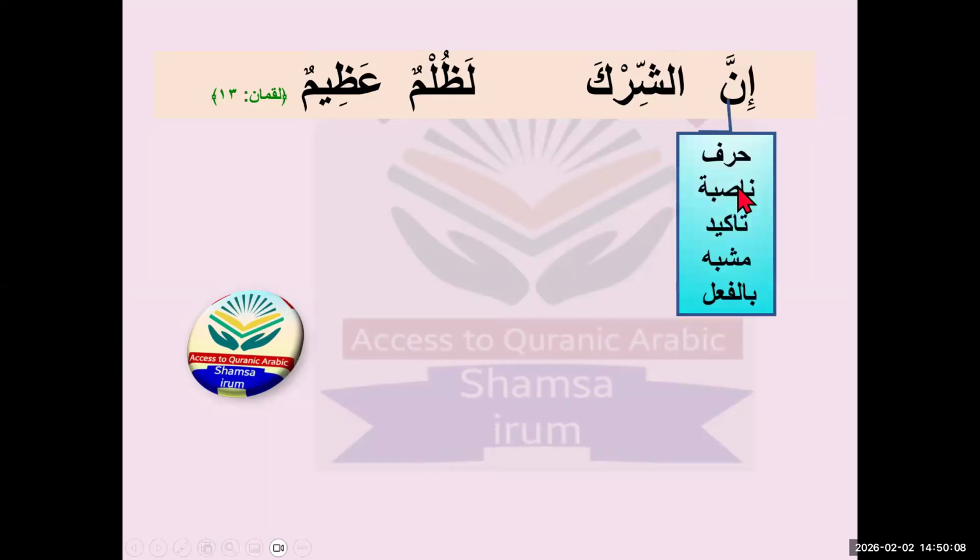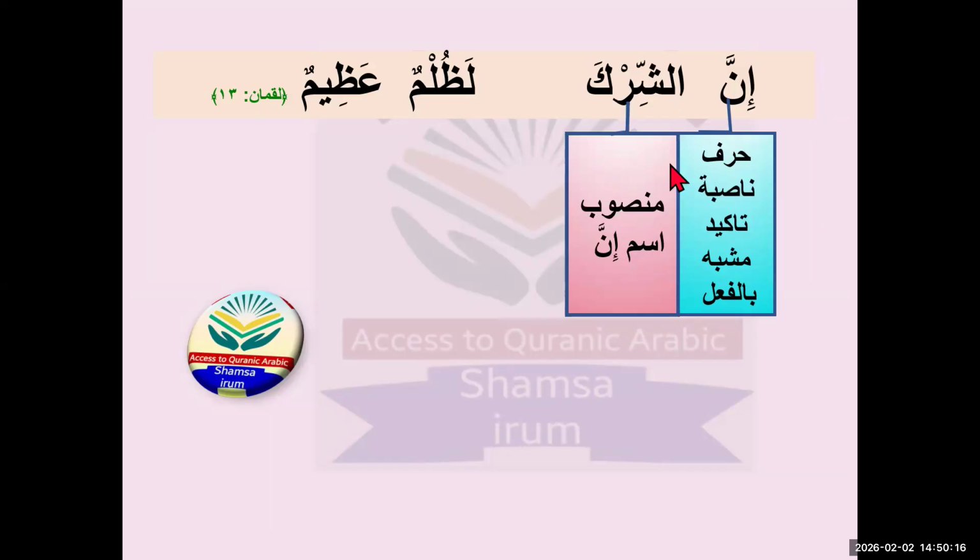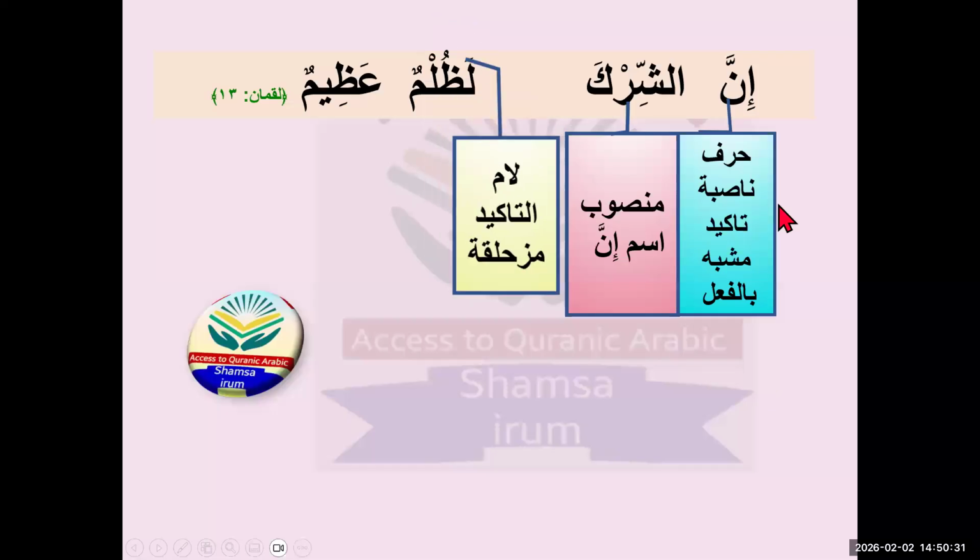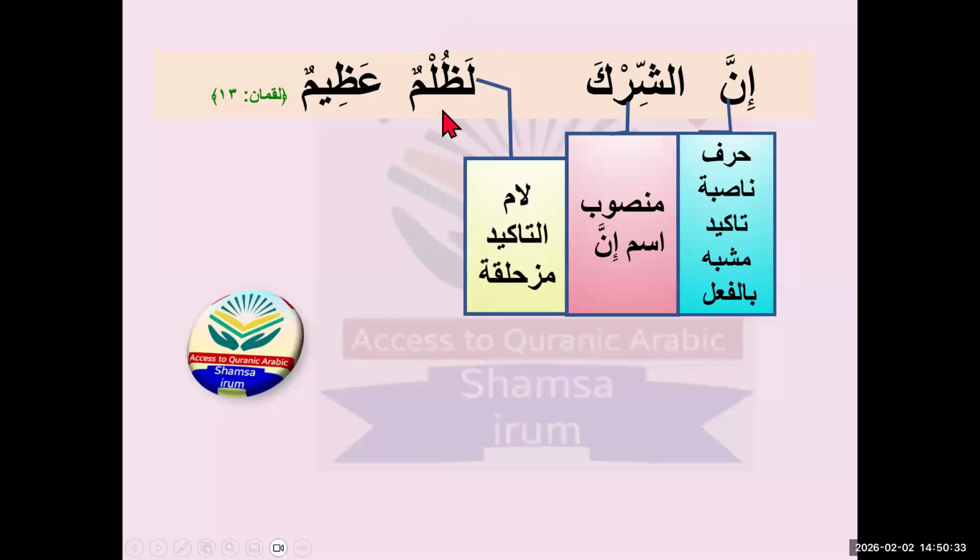Inna, again, harfu nasiba takid mushabbah bil fail. Ashirka, why is it in mansoob state? Because it's ismu inna, because inna converts it from nominative to accusative, so it is mansoob because it's ismu inna. This lam, what is this lam? Whenever you see inna and after it in the same verse, if you see the lam with fatha, it will be the lam muzahlaqa. There is no other option. So it means it's lamu tauqeed muzahlaqa.